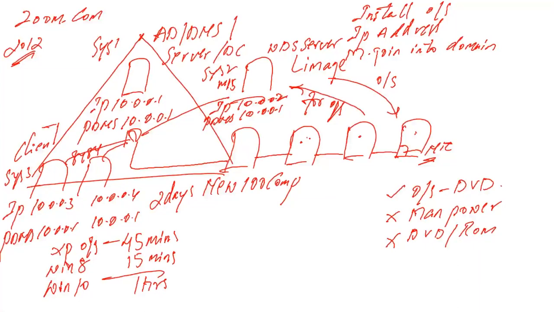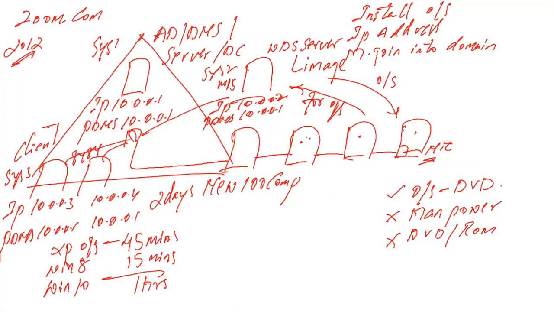Okay. Write down next line. Image, it is a copy of operating system files. Which files? .exe extension files. Okay.